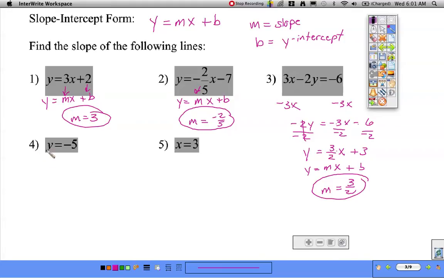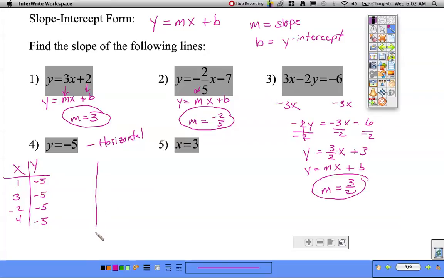On number 4, here's that unique case of a horizontal line. Whenever you have y equals, you're looking at a horizontal line. Because if I was to make an xy chart, y, according to the equation, is always negative 5. So no matter what, this equation says y is negative 5. So if x is 1, y is negative 5. If x is 3, y is negative 5. If x is negative 2, and so on and so forth. Any number I pick for x, y is negative 5.